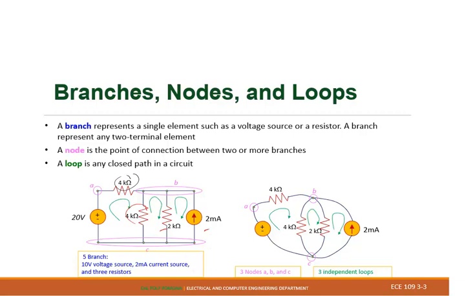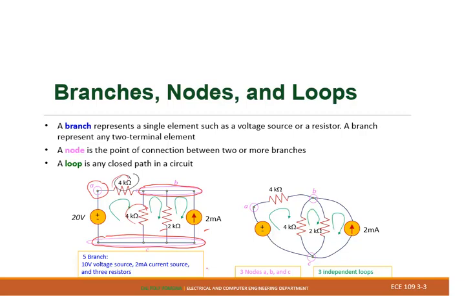Those are the branches. A node is a point of connection between two or more branches. When we look here, the 20 volts and 4K are joined together. This is one node here. If you look here, there is another right here, which we call B. That's another node, and we have another one here also. This is node 2. Mainly this one we call a common node.